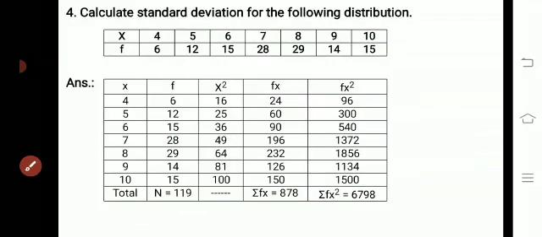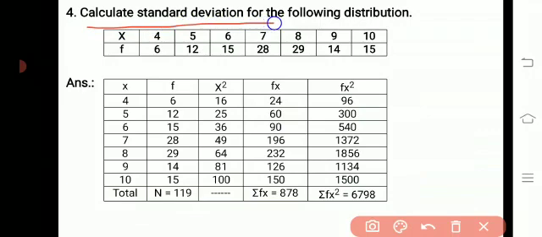Now let's see one more question. Calculate the standard deviation for the following distribution. Here a discrete frequency distribution is given, with x and f values. X equal to 4, frequency is 6, x equal to 5, frequency is 12, and so on, x equal to 10, frequency is 15.